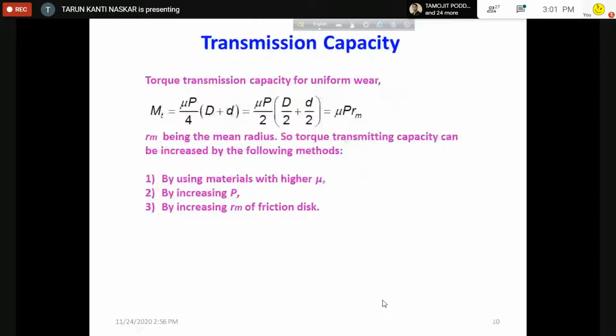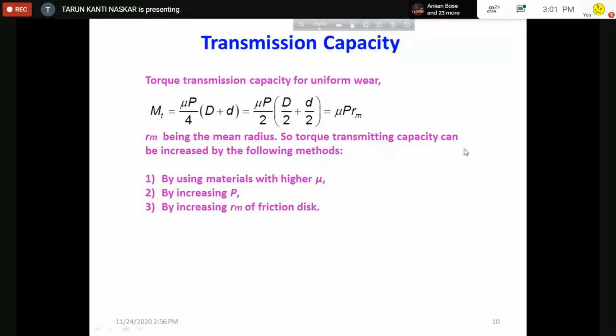Now, torque transmission capacity for uniform wear. Our equation is this, which is already derived. Manipulating this, we have mu p Rm, Rm being the mean radius. This part plus this part divided by 2 is the mean radius. So Rm is the mean radius.